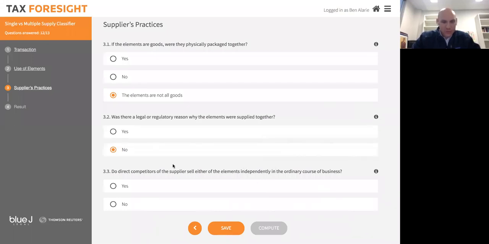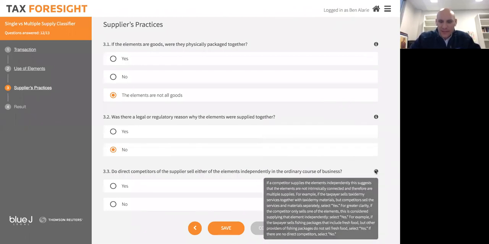Okay, question 3.3. Do direct competitors of the supplier sell either of the elements independently in the ordinary course of business? If a competitor supplies the elements independently, this suggests that the elements are not intrinsically connected and therefore are multiple supplies. For example, if the taxpayer sells taxidermy services together with taxidermy materials, but competitors sell the services and materials separately, select yes. For greater clarity, if the competitor only sells one of the elements, this is considered supplying that element independently.